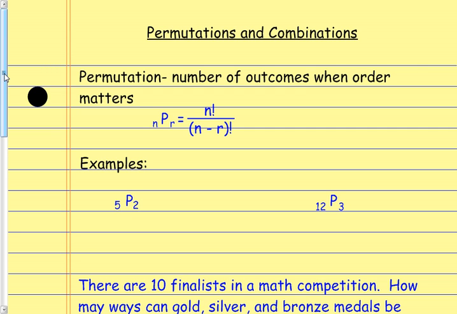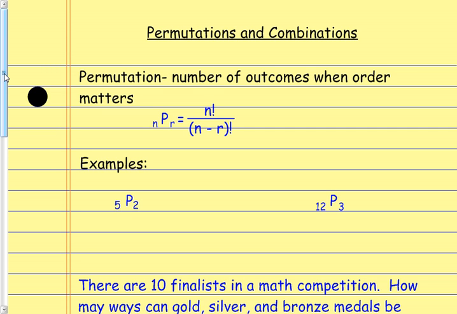A permutation is the number of outcomes when order matters, okay? When we're arranging things or lining things up or placing in some kind of competition. When order is important, when first place is not the same thing as third place, that's when we want to use a permutation. And we denote permutations this way. It's n permutation r, or n choose r.